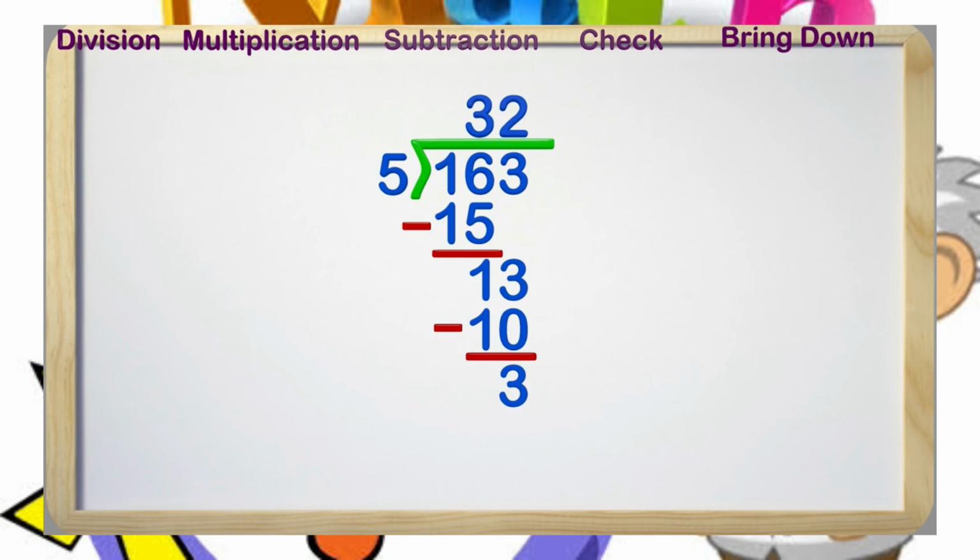What do we do with the 3? We write it up above with an R in front of it. We now have our answer, 32 with a remainder of 3. We did it! I am feeling a lot better, and now I know I can have a remainder or leftovers.